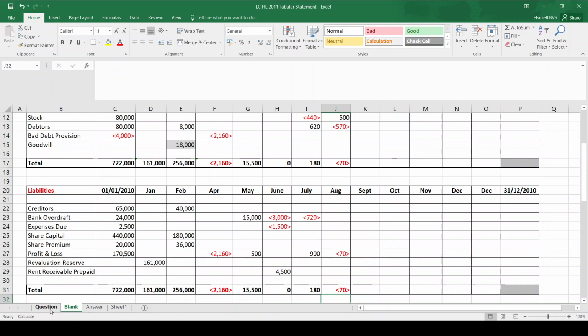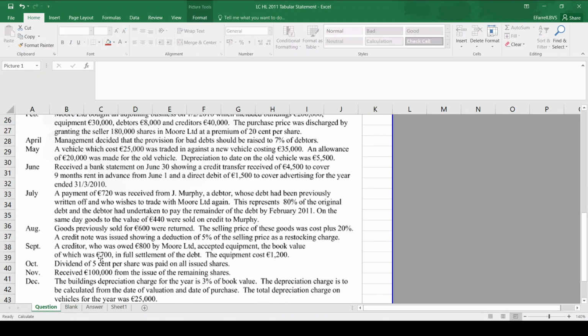September is the next month. In September, a creditor who was owed 800 by us, so we owed somebody 800 euro, accepted equipment, the book value of which was 700, in full settlement of the debt. So we gave them equipment worth 700 for a debt of 800, so I suppose we're effectively up 100 euro, and the equipment cost 1200 euro. So we have to do some workings on the equipment because we don't have that equipment anymore either. So for September, again, we'll just do a little working down below here.